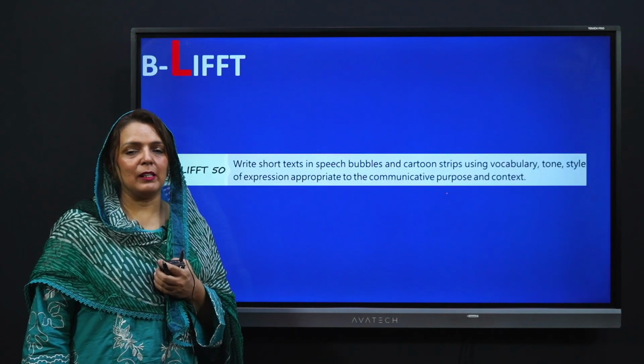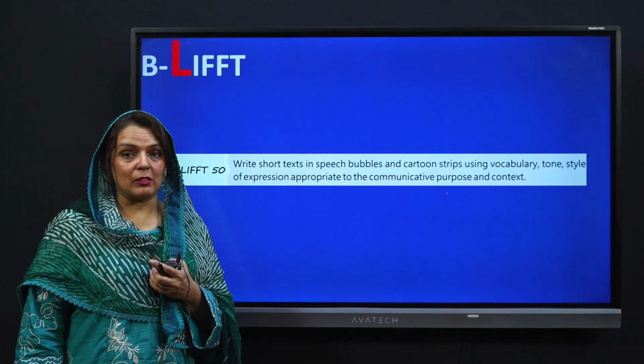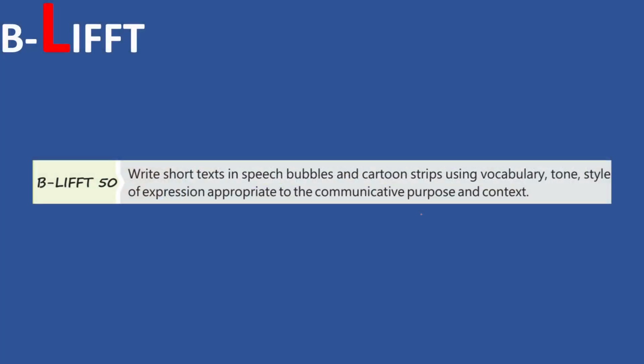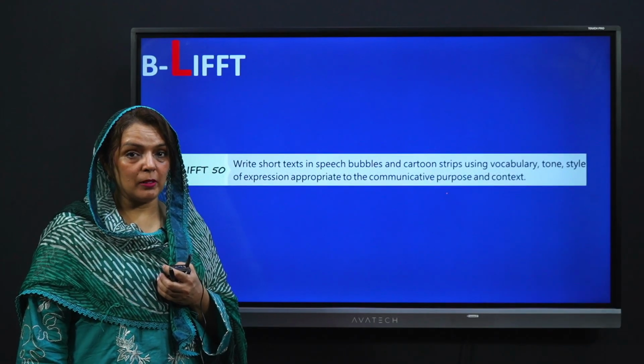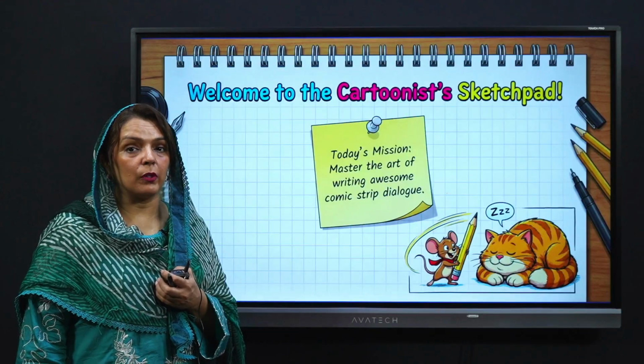Now, today's BLIFT is extremely interesting. Why? Because we will be understanding speech bubbles. We are going to understand how many types of speech bubbles there are and how to fill them up.